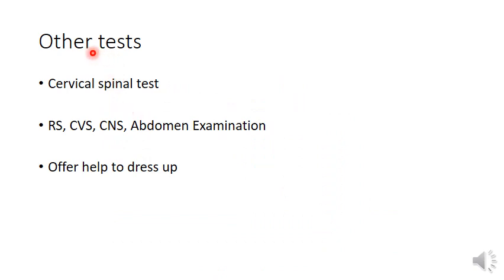The other tests which we need to do are the cervical spine test, and the respiratory, cardiovascular, CNS, and abdominal examination, and finally thank the patient and help him to dress up. With this we come to the end of the shoulder examination. This is just a concise one. You need to go through in detail about each test and how it is done.